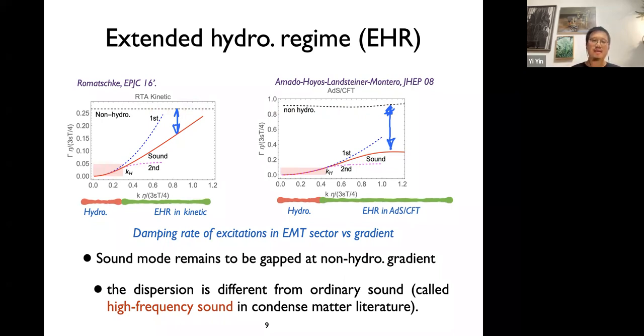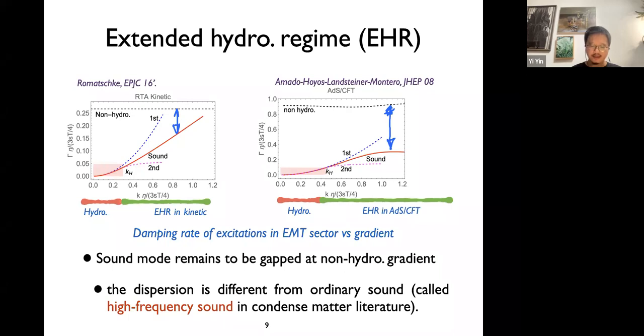So this motivates introducing the concept of the so-called extended hydrodynamic region. Namely, in this region, the sound mode exists and is gapped from the other non-hydrodynamic excitations. What that means is that if you want to talk about the response, in this longitudinal sector there's still only one slow mode. All the other modes are not that relevant. Another reason that we call this region the extended hydrodynamic region is because its dispersion relation is really different from the usual hydrodynamics. So that's why it's the extended region.